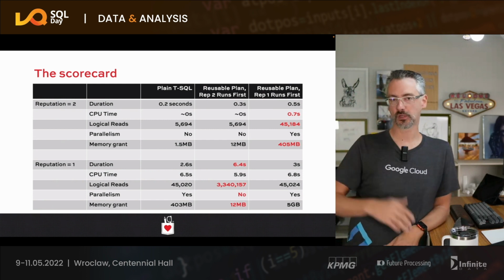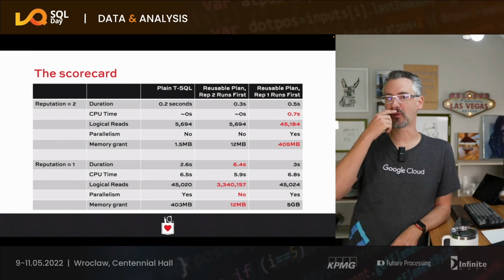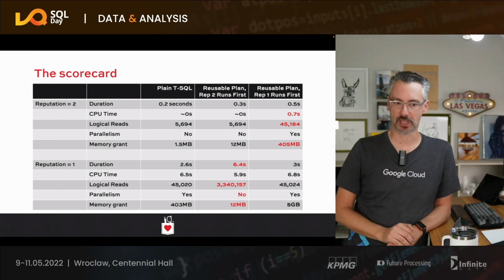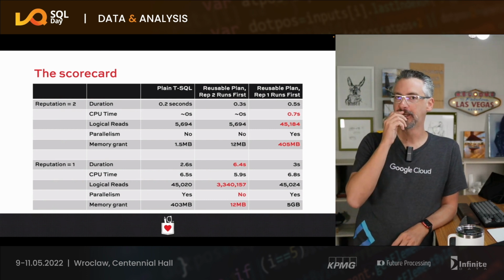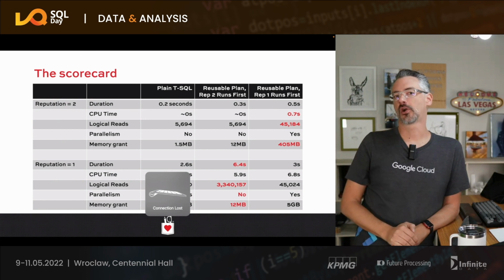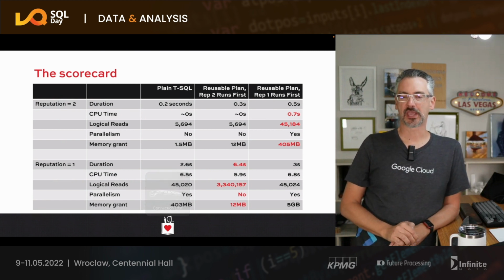I'm doing more logical reads. I'm getting a higher memory grant. A lot of people don't care about that. A lot of people don't care about a high memory grant. But here's the thing. I bet a lot of us out there are database administrators, and we're monitoring a metric called page life expectancy.